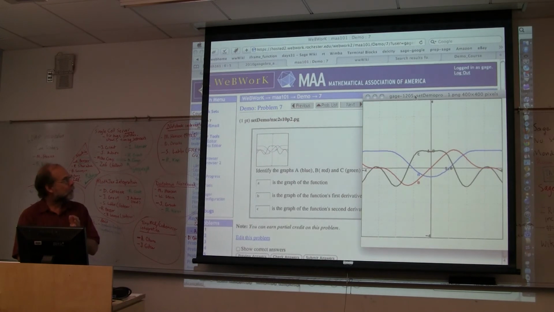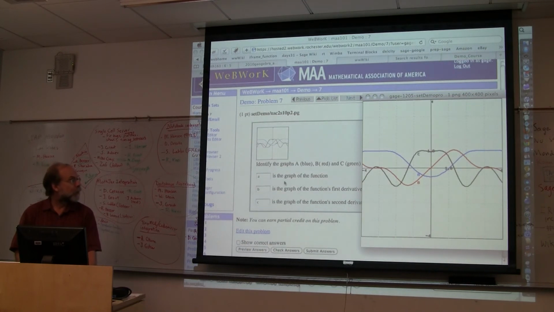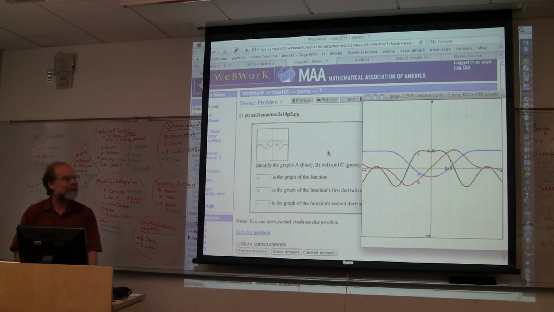So here's an example of something. You're supposed to find which of these graphs is the function, which is the first derivative, and so on and so forth. It's surprisingly difficult. And I made it easy so I can remember the answer. No, actually, that was just how it randomly came up.